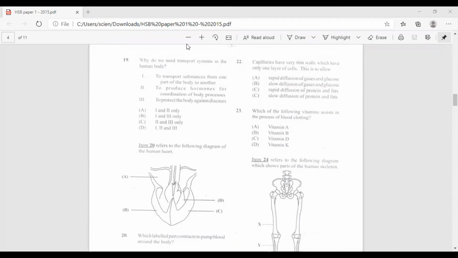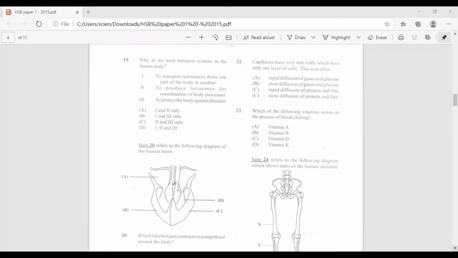So we have to think, why do we need a transport system? 1, to transport substances from one body part to another. That's true. To produce hormones for coordination of body processes. No, because it uses the word produce. And 3, to protect the body against diseases, because the lymphocytes are transported via the transport system to fight against disease. So it's 1 and 3, that's B.